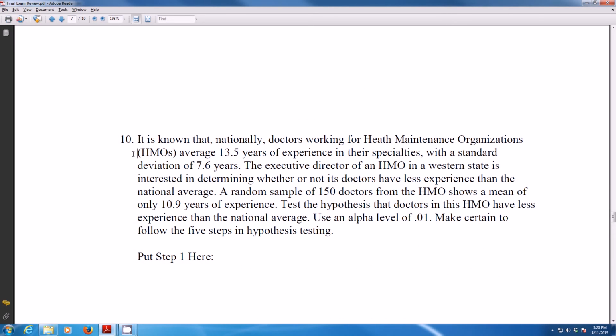All right, for question 10, we're given the following scenario. We're told that nationally, doctors working for health maintenance organizations, HMOs, average about 13.5 years of experience in their specialty with a standard deviation of 7.6 years. And so this is the population information. So 13.5 years of experience is the population mean, and 7.6 years is the population standard deviation.